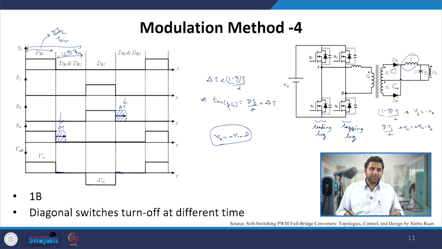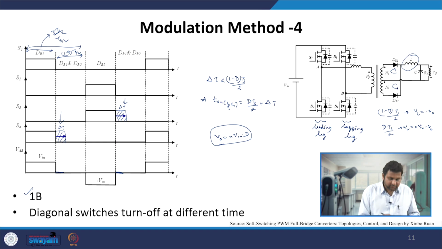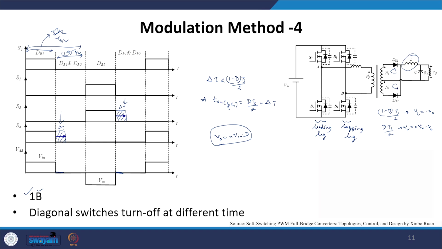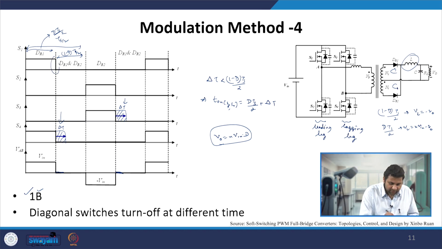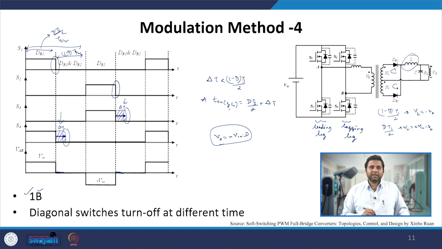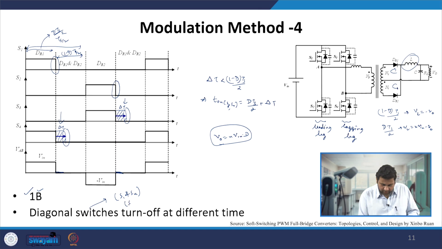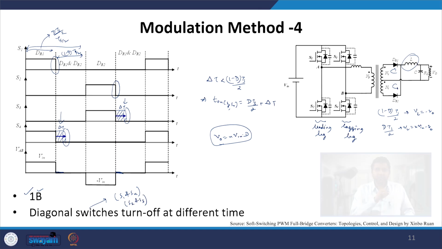And for the possibility numbers, it is first from the leading leg side, and we have now started adjusting the lagging leg time. And here if you look very carefully at the turn off instances of the diagonal switches, the turn off instances of S1 and S4 are now not at the same time, they are at different times. So you can say the diagonal switches, S1 and S4 or S2 and S3, are not turning off at the same time.